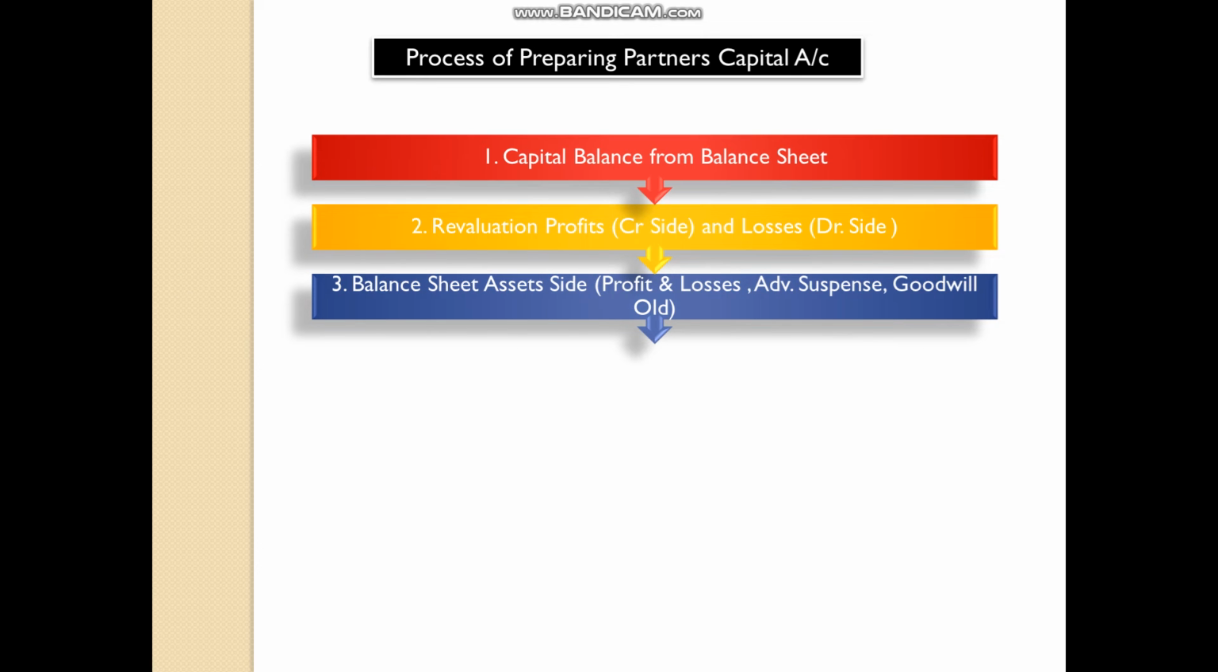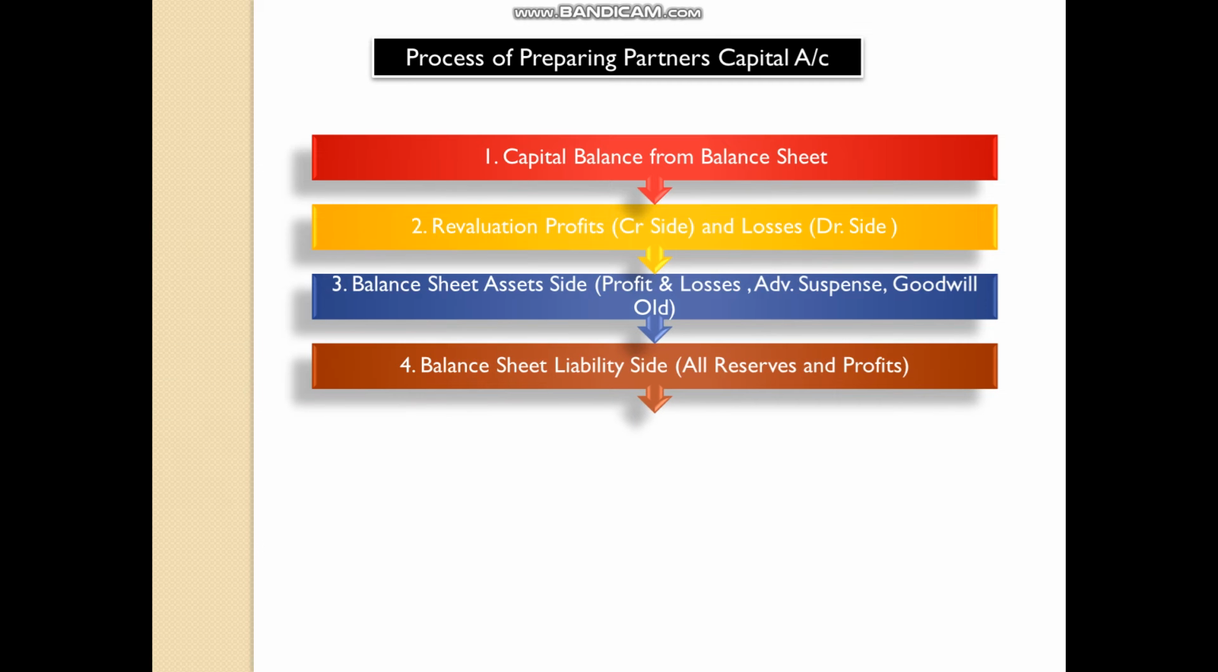Third, take the balance sheet and check profit and loss, advertisement, suspense, and goodwill if given on the asset side of the balance sheet. If these are given on the asset side, all of these are losses. As I already gave you, and you already know from the admission of a partner chapter, they should be shown on the debit side of the partners' capital account. Then see the balance sheet liability side. Here all the reserves and profits are given. If any reserves and profits are given, then distribute them among the old partners in the old ratio on the credit side of the partners' capital account.